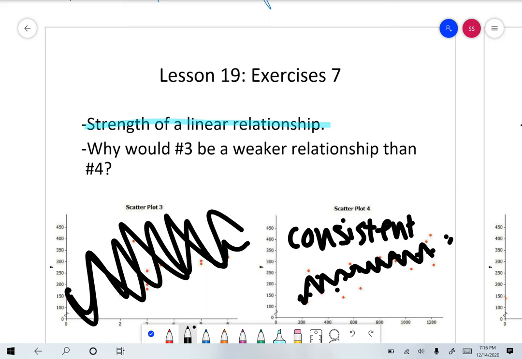Okay. So that's why strength of the relationship is really important, because you could have a trend in the data. It could be an increasing trend, but if it's an extremely weak relationship, it doesn't mean anything, right? You want more consistent data.